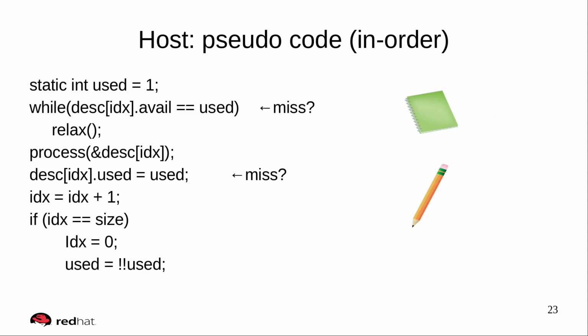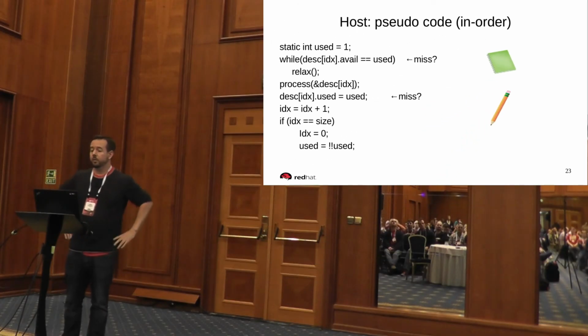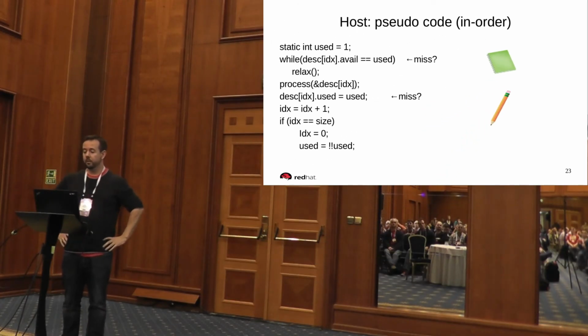This would be some pseudocode. What you can see is we read an entry and later we write it out. So the best case here is the read will cause a cache miss and the write will be a cache hit. Worst case, both accesses cause a cache miss.